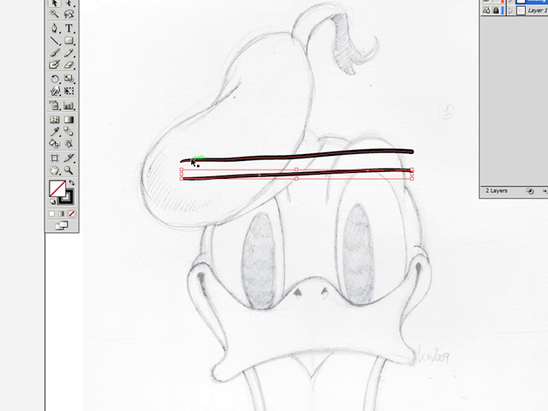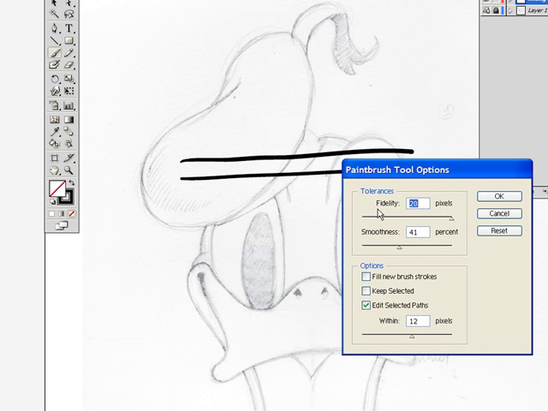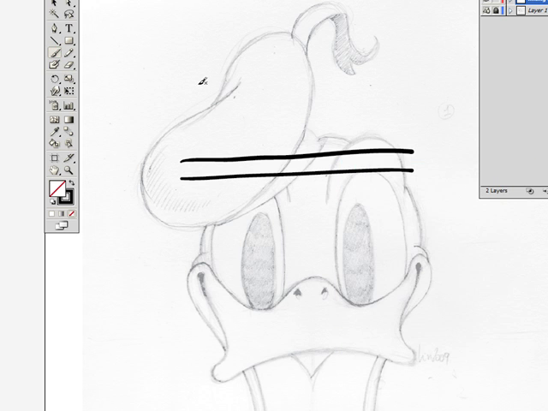means that the fidelity with which Illustrator is going to follow the movement of your stylus, of your mouse, will be decreased, because the fewer the anchor points, the less fidelity you will have. To make an example of how it works, I will draw with the value of 20. I will draw a very complicated line like this one.